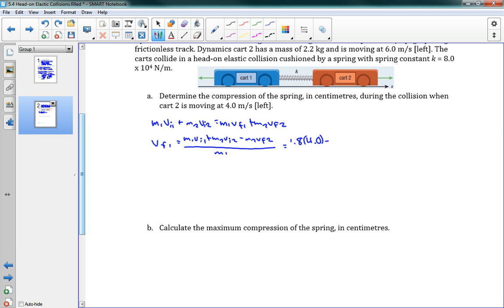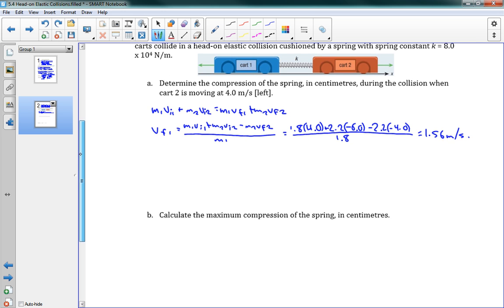All of the numbers: 2.2 times negative 6.0 minus 2.2 times negative 4.0, all over 1.8. And this gives me 1.56 meters per second. Okay, good. So now I know how fast they're both moving. It means I can use my conservation of energy.